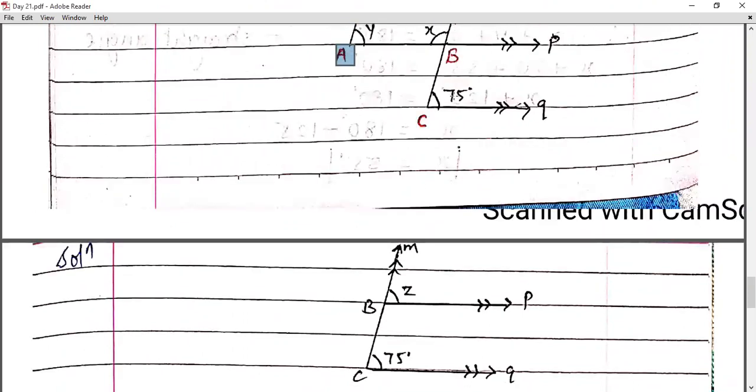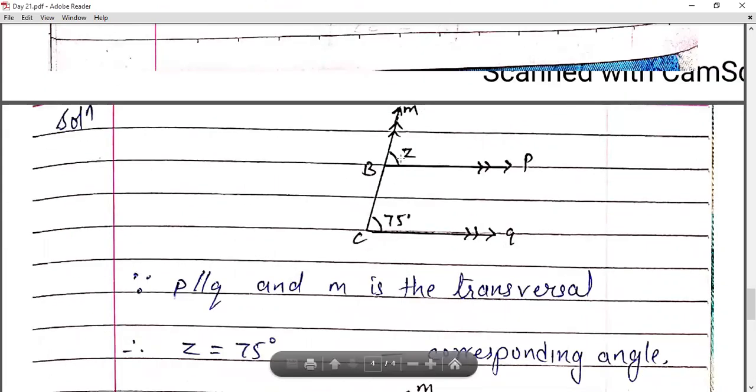You can see 75 degree. I have taken this angle next to angle X as Z. So angle Z and 75 degree, they will be corresponding angles. I got angle Z as 75 degree.